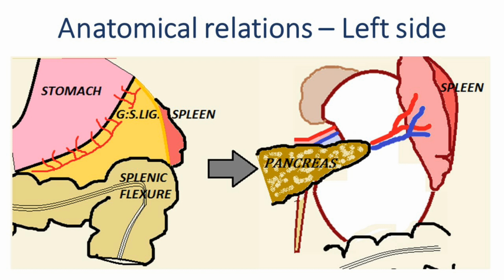On the left side, the structures immediately anterior to the kidney are the splenic flexure of the colon, the spleen and the tail of the pancreas. The splenic flexure is mobilized inferiorly by splitting the splenocolic attachments. The spleen and the tail of the pancreas are mobilized superiorly and medially to reach the bare surface of the kidney covered by Gerota's fascia.